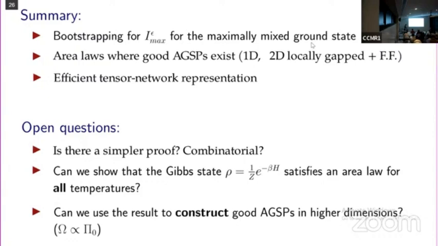And the other thing, which is more technical: what we are giving is a structural property of the maximally mixed state, which is proportional to the projector on the ground space. So maybe we can use these properties to somehow bootstrap the proof of the area law from 1D to 2D, to 3D, etc.